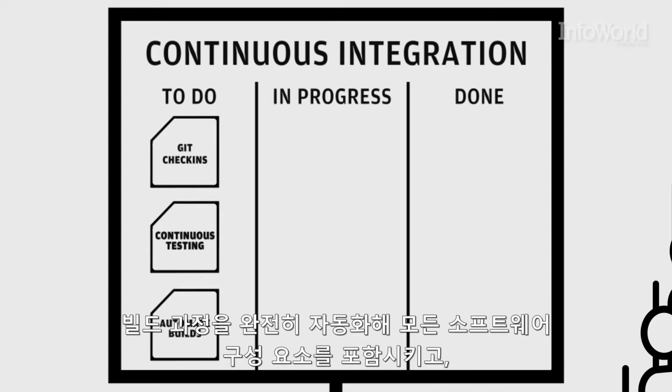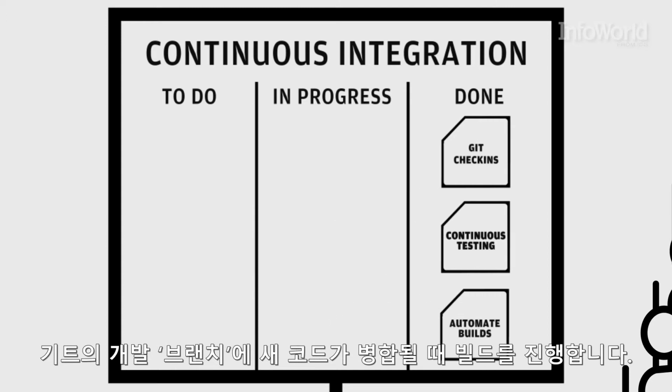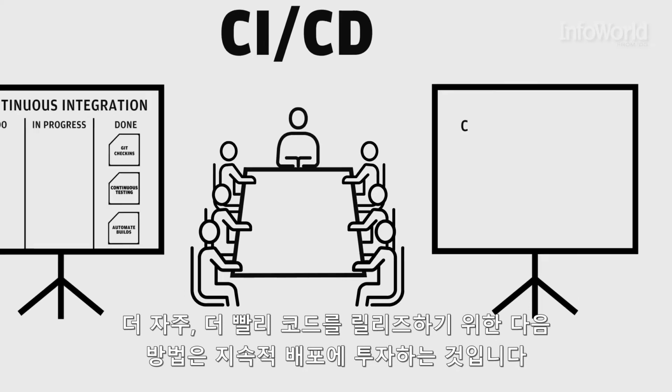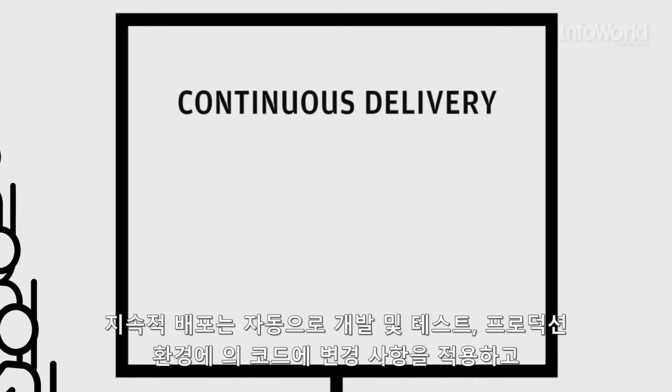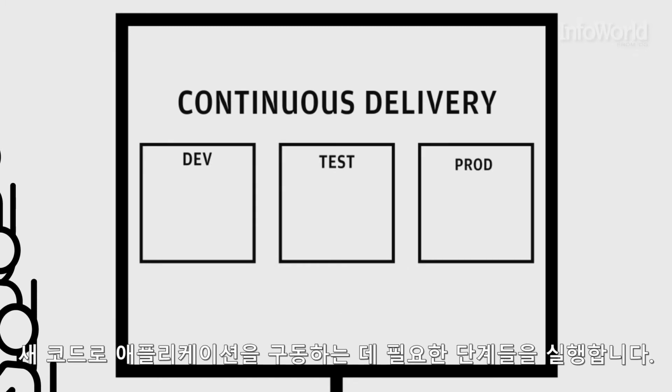Fully automate the builds to include all software components and trigger builds when new code is merged to the development branch in Git. The next method to achieve faster, more frequent code releases is to invest in continuous delivery. Continuous delivery is the automation that pushes code changes to the development, test, or production environments and executes any steps required to run the application with the new code.